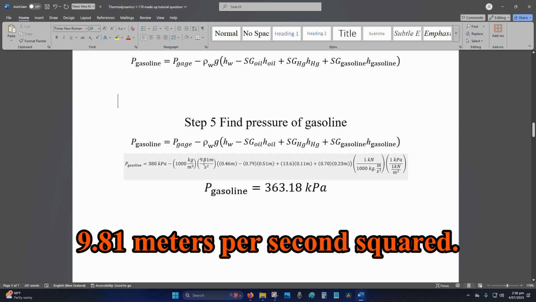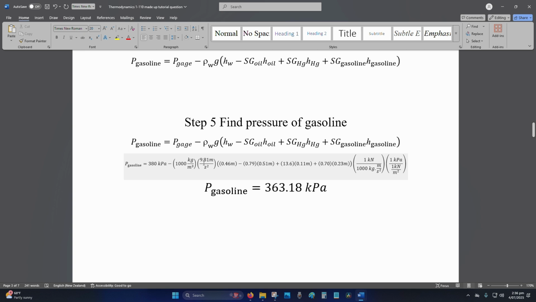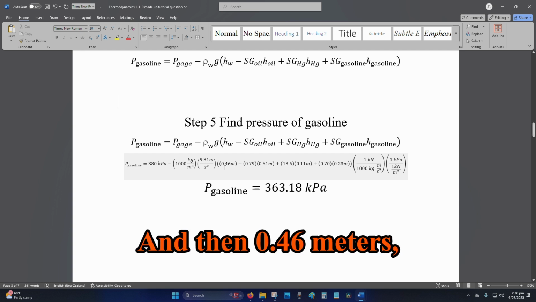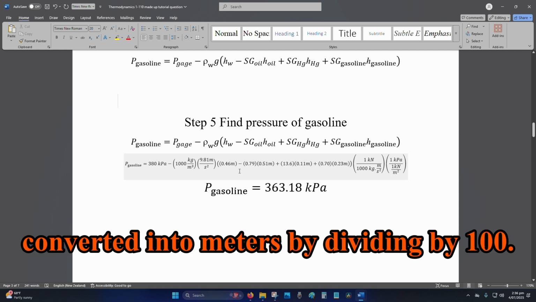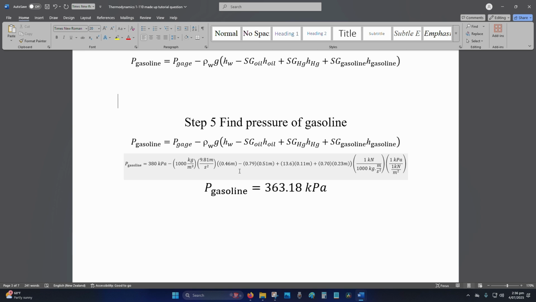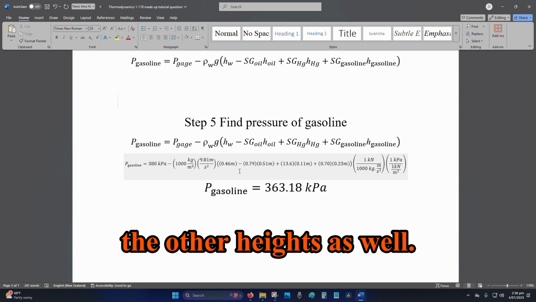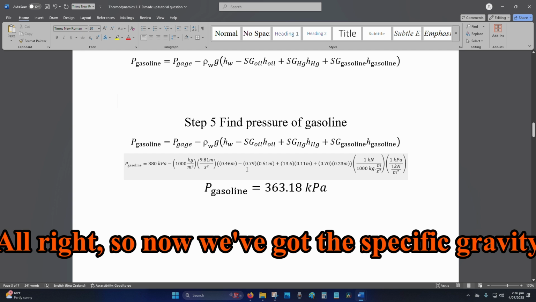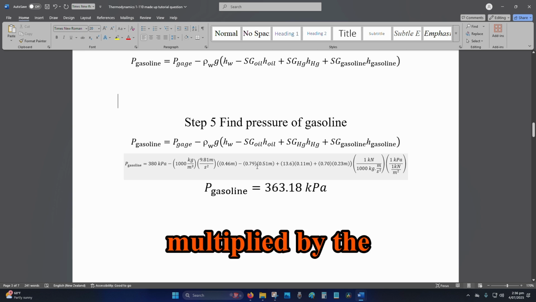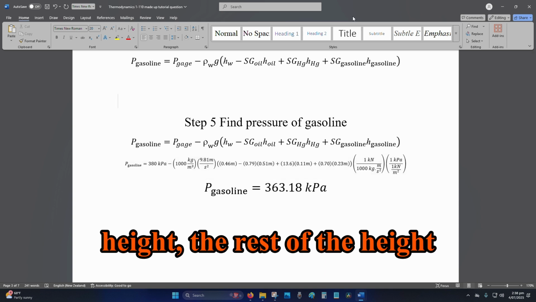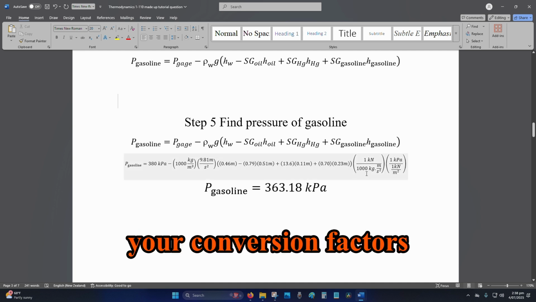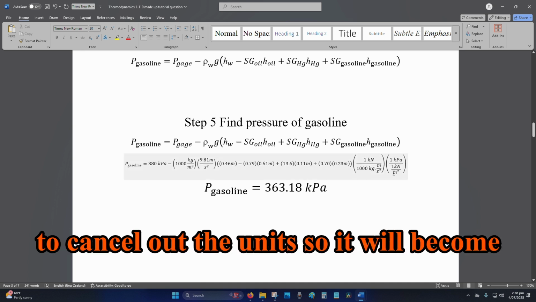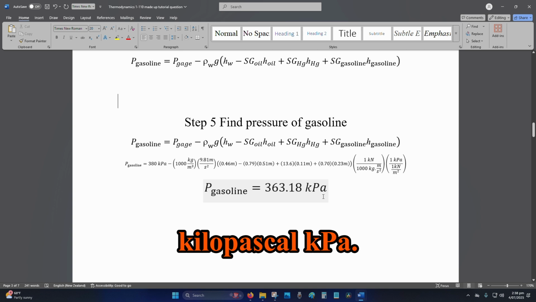We're going to assume it's 9.81 meters per second squared. And then 0.46 meters. That's 46 centimeters converted into meters by dividing by 100. And that's the same for all the other heights as well. Alright. So now we've got the specific gravity multiplied by the height. The rest of the heights correspond to the hydrostatic pressures. Make sure you've got your conversion factors to cancel out the units, so it will become kilopascal, kPa.